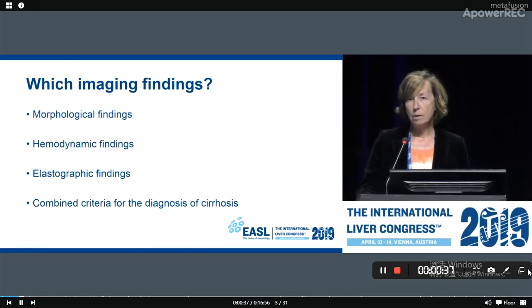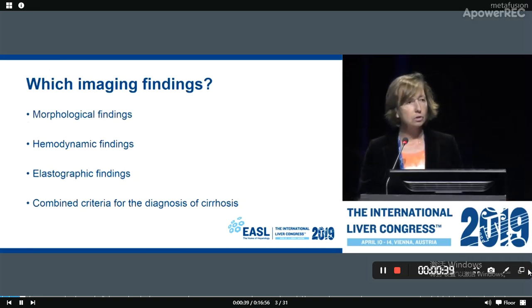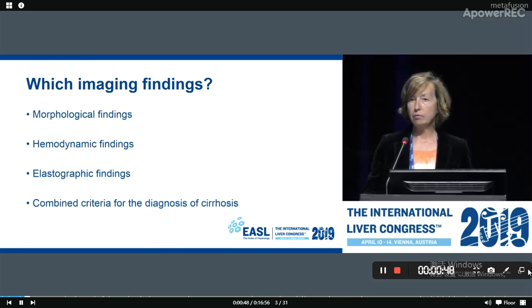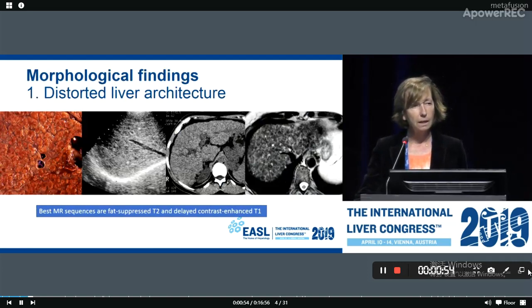With imaging, we may have different approaches, starting from the morphological findings, then going to the hemodynamic findings, completed by the elastographic findings, and indeed we will see the role of the combination of the different imaging criteria. So let's start with a very classical finding, the morphological one.